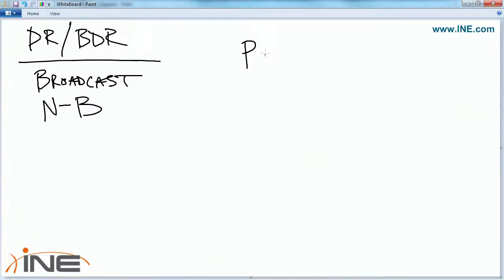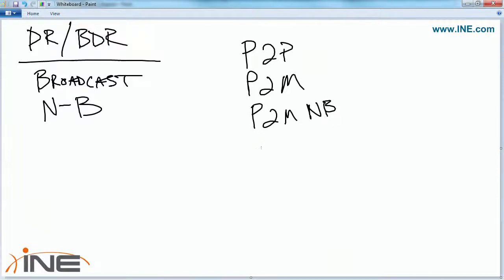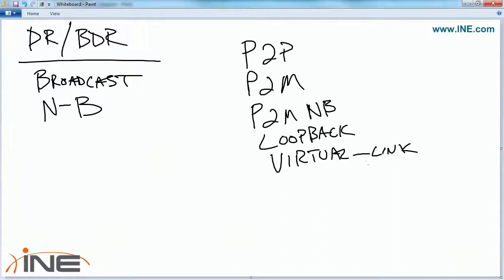So point-to-point, point-to-multipoint, point-to-multipoint non-broadcast, and then technically loopback, and then also virtual link. So virtual link is always a point-to-point link. This doesn't have a DR election.